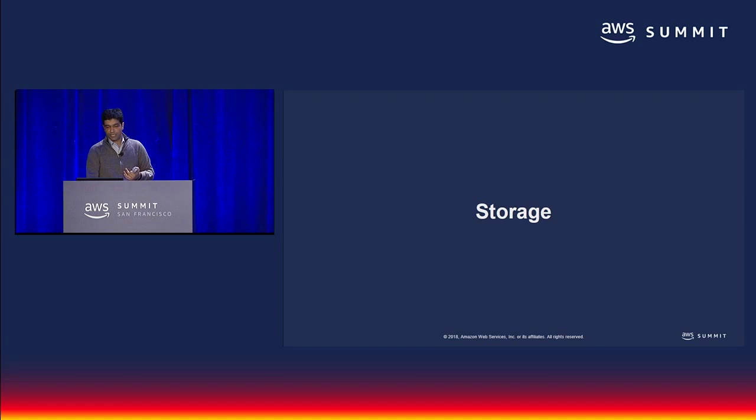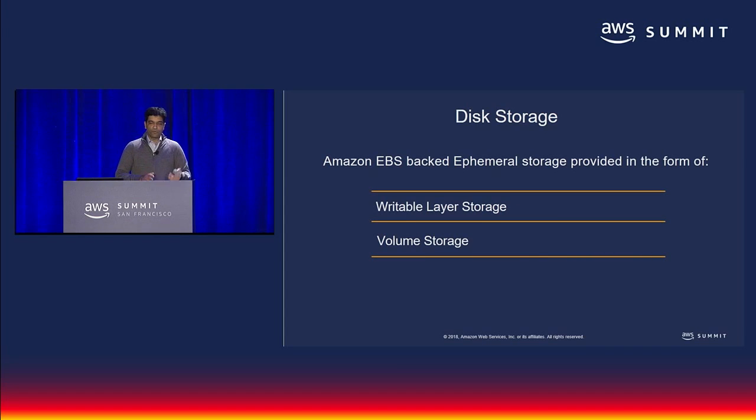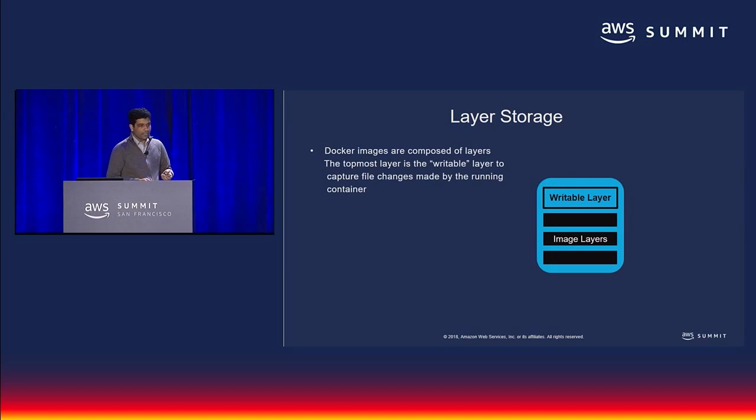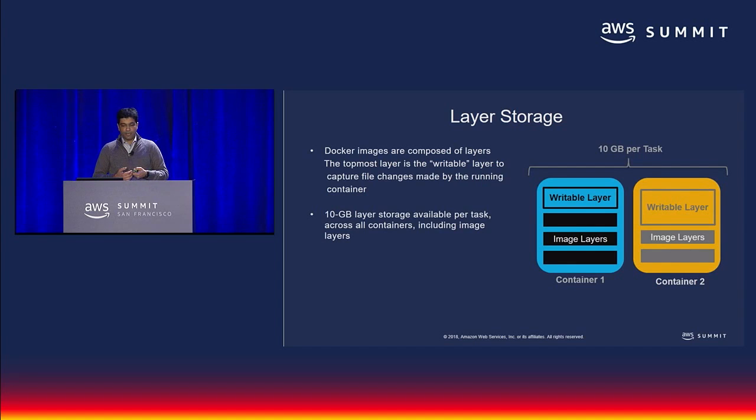So moving on to storage, what are the storage options that are offered today? As of now, Fargate only supports ephemeral storage. It is backed by EBS. We provide two different types of volumes, and the use cases are a little different. One is what we call writable layer storage for your containers, and the second is volume storage, and we'll just talk about that right now. From a layer storage perspective, your Docker images are composed of multiple layers, and the topmost layer is what you can write to. It is only available to the container. Other containers cannot view it, but you may be writing some temporary data to it. And the space available for that across all containers is 10 GB.